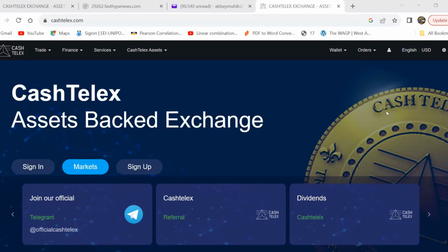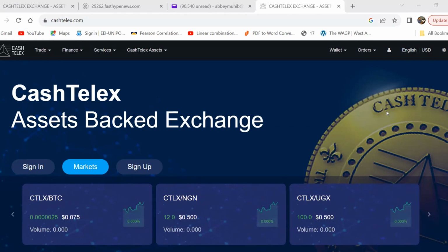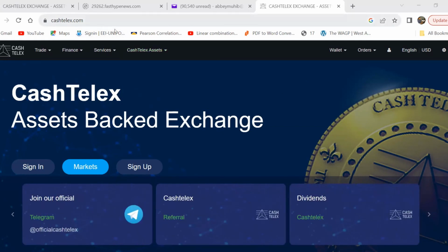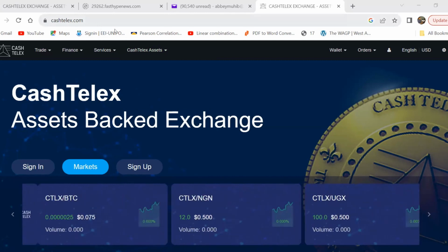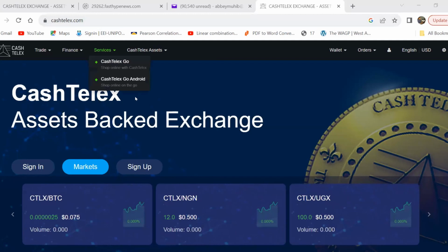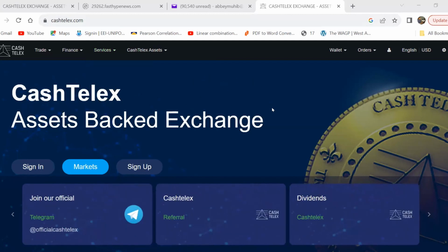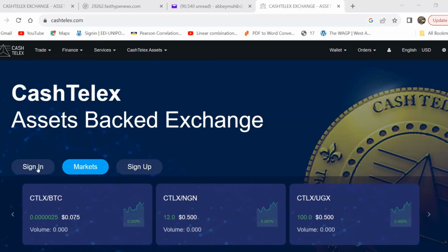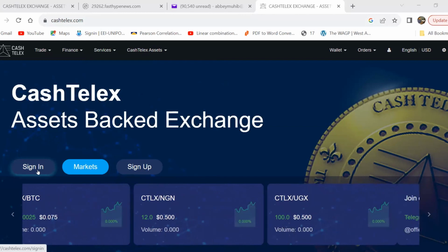So not to waste any more time, if you look at the screen, you see that I've already typed cashtelex.com, which brought me to the CashTelex website. So the next thing you do is to sign in. I hope you can see my cursor. So I'll click on sign in.